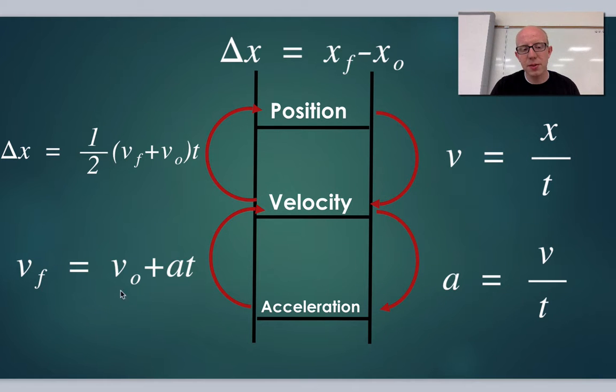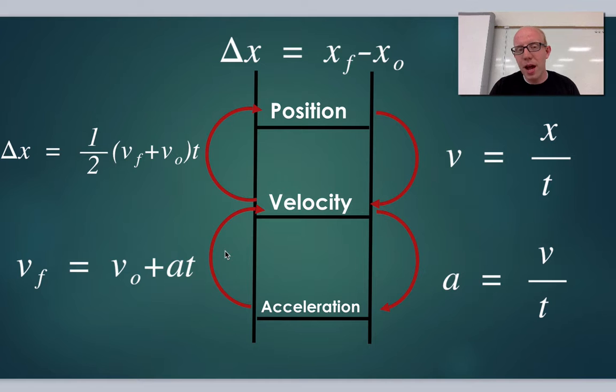So the final velocity equals initial velocity plus at. It's kind of like going from acceleration back up to velocity. And notice that we multiply by time there to get that equation. And then same thing here, change in x equals 1/2 (v final plus v naught) times t. It kind of takes us from velocity into position, right? So it's like going back up the ladder. Now, if you ever take calculus, you'll realize that taking the derivative is going down the ladder, and taking the integral is going back up the ladder.